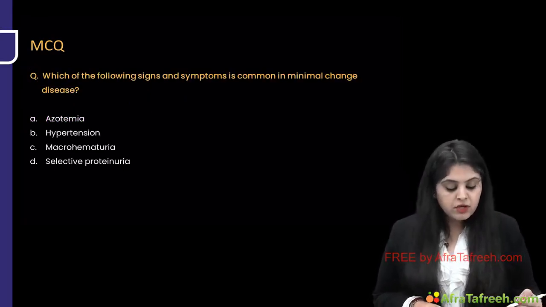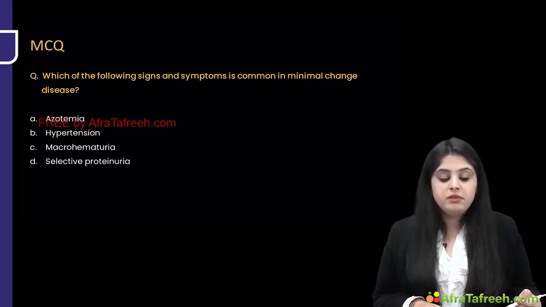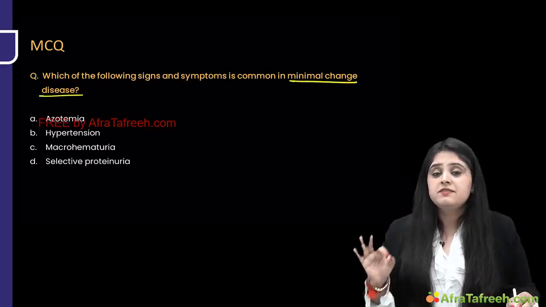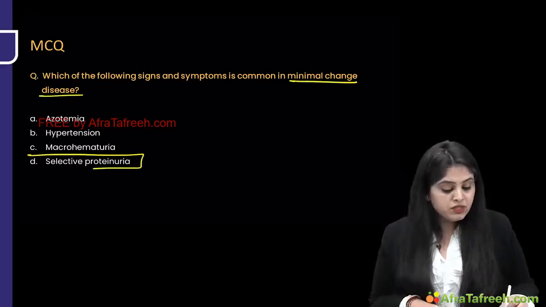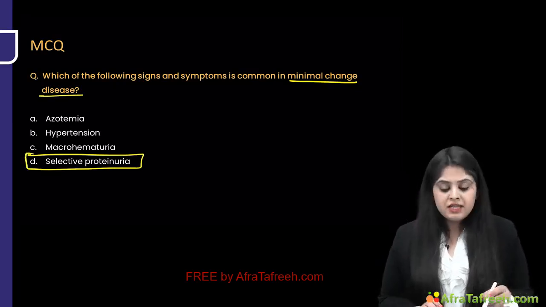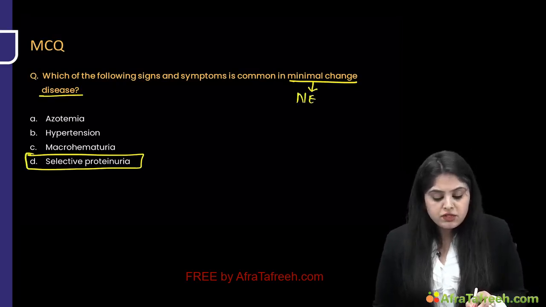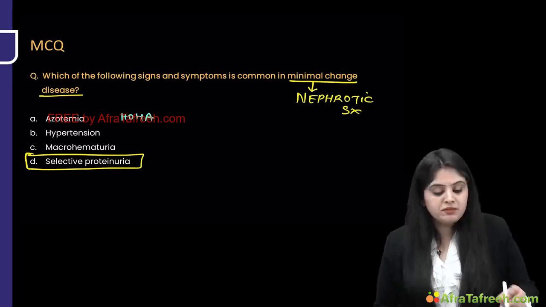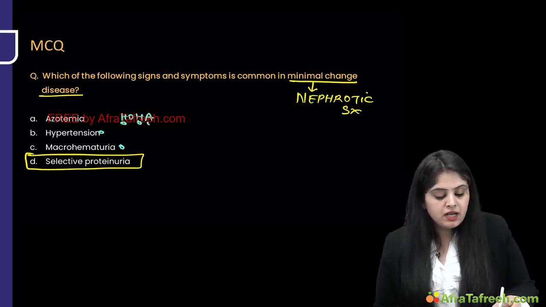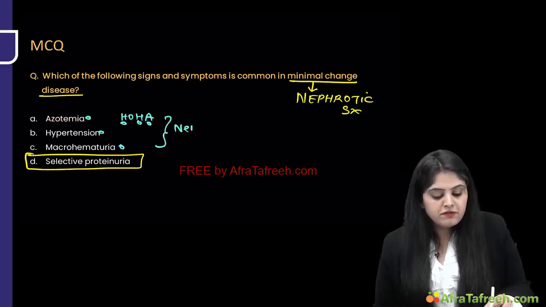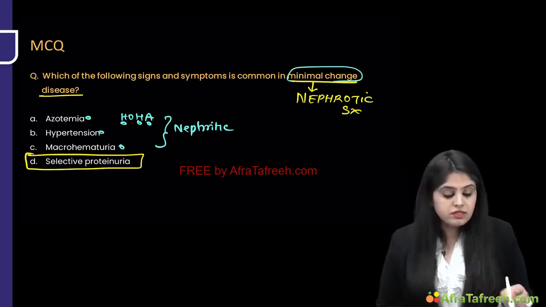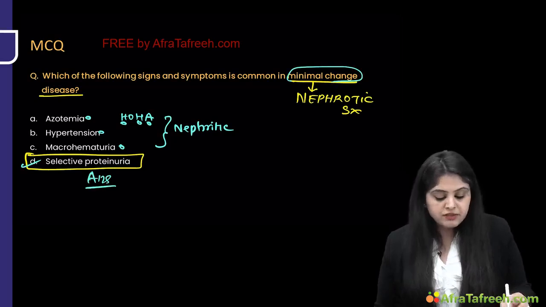Moving on to the next question. Which of the following signs and symptoms is common in minimal change disease? Minimal change, remember, there was something very selective about it. Selective proteinuria was happening. I know minimal change disease is a nephrotic syndrome. And what I'm seeing otherwise is the HOHA mnemonic of nephritic syndrome: hypertension, hematuria, azotemia. These were features of nephritic. I can't have nephritic when I'm talking about minimal change disease. Minimal is nephrotic, so selective proteinuria is the answer over here.